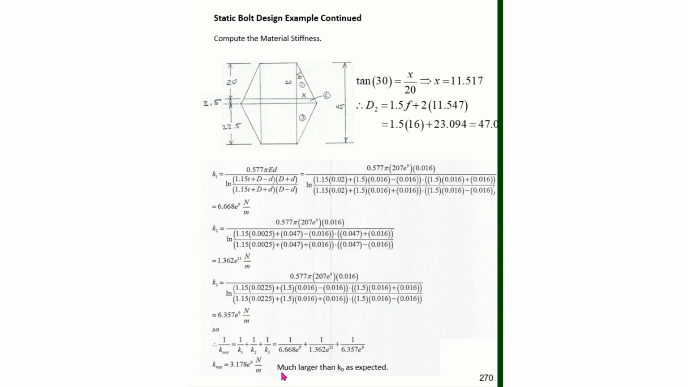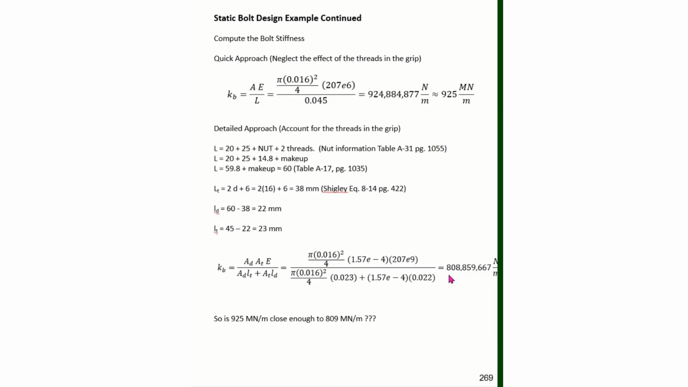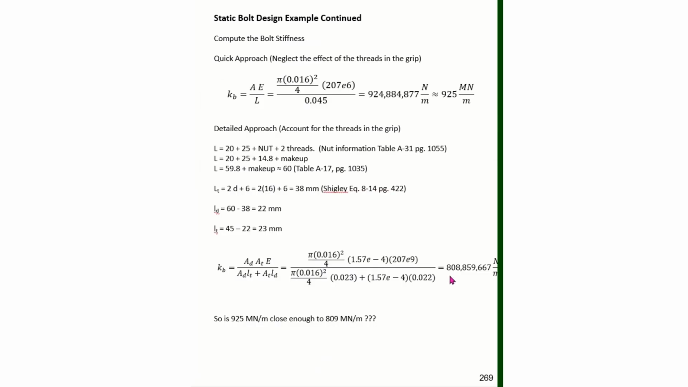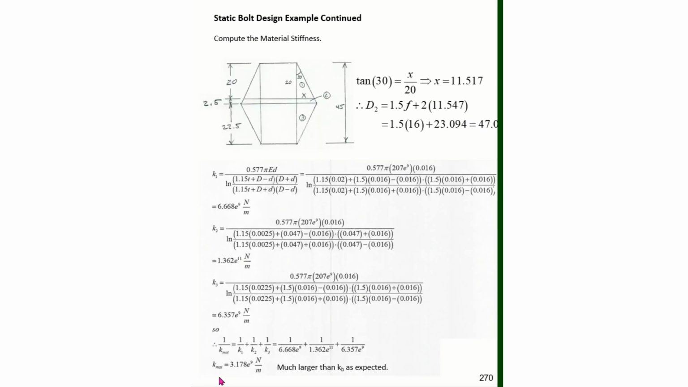And note that this is much larger than KB. For KB, we had 808 e to the 6th. Here we have 3.1 e to the 9th. So as expected, our K material is much bigger than K bolt. And we can use that as kind of a check to make us feel good about the numbers that we have computed.